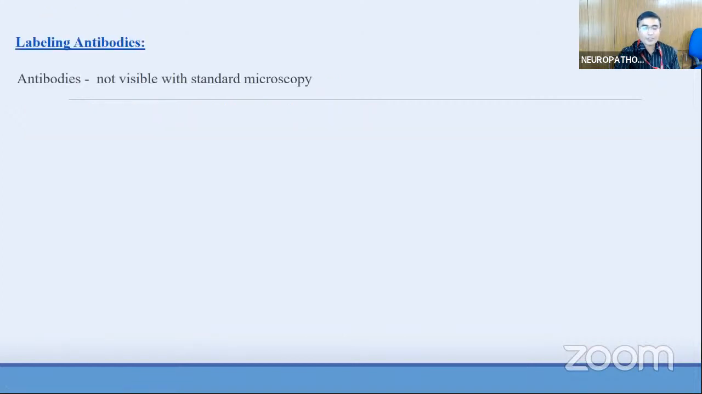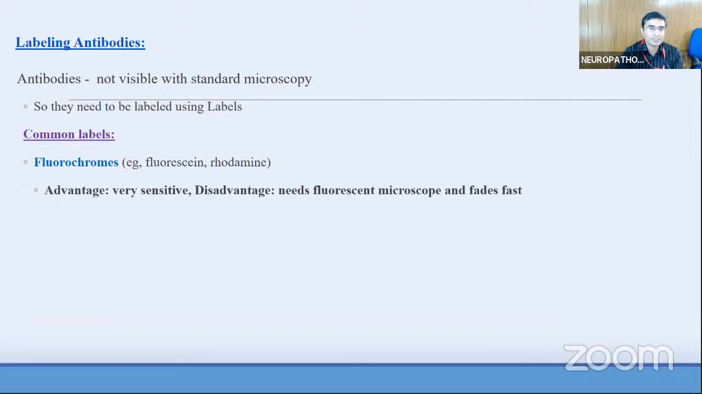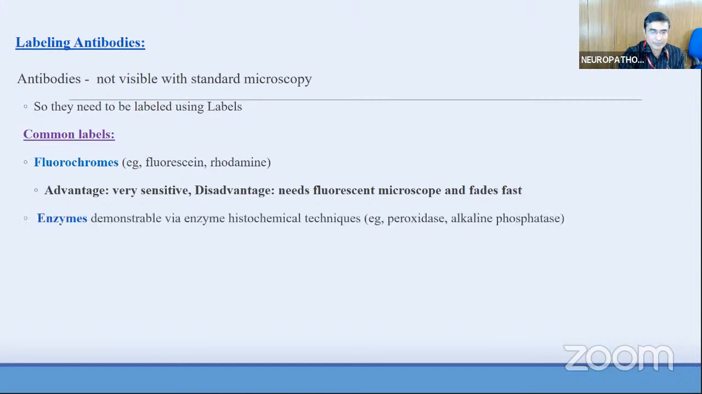Now, antibodies, you know that they are colorless. We cannot recognize them on simple microscopy, so they have to be labeled. You need some kind of color reaction, some kind of detection system to recognize this antigen-antibody reaction. The most important labels are fluorochromes, where a fluorescent dye is used, but for this you need to use a fluorescent microscope. It is not that stable. Over a period, exposure to light will fade it. So it is not so easy, and it may become a little expensive also.